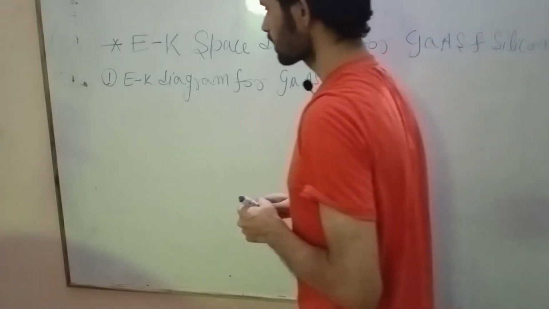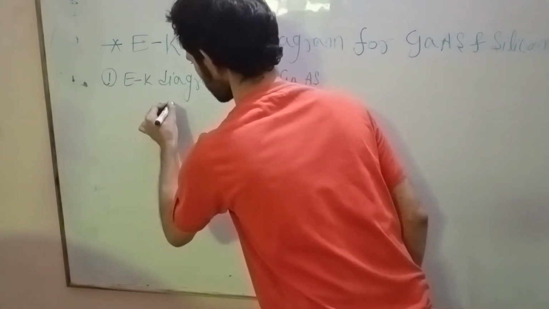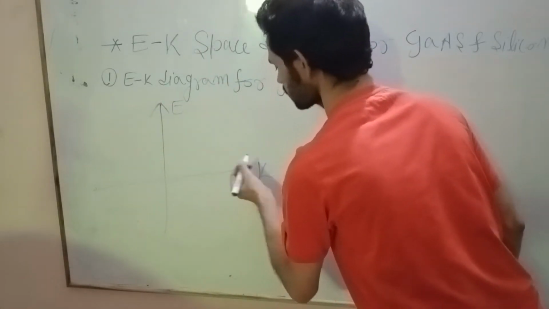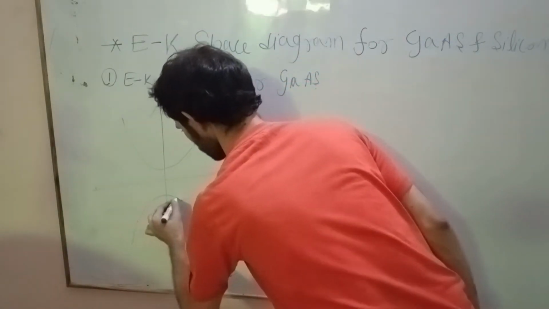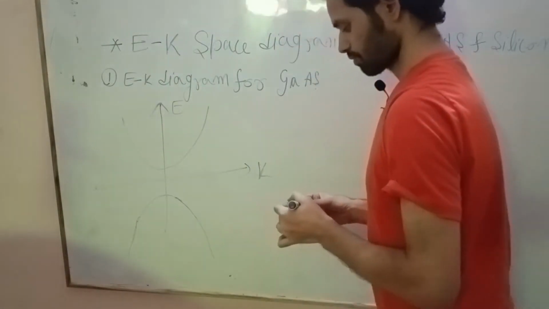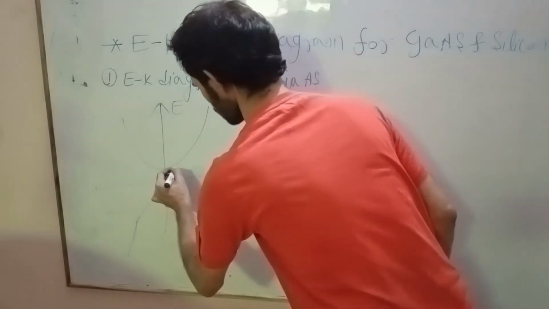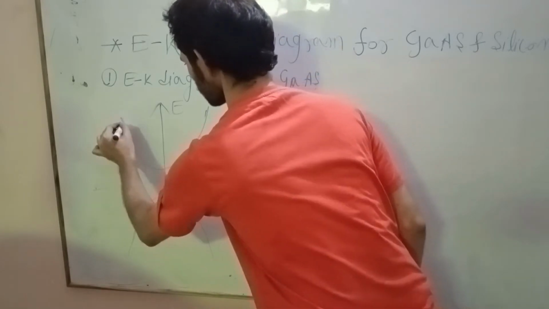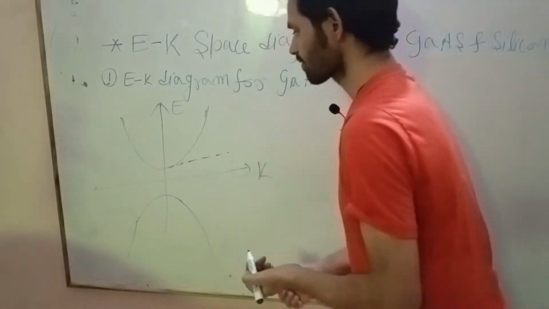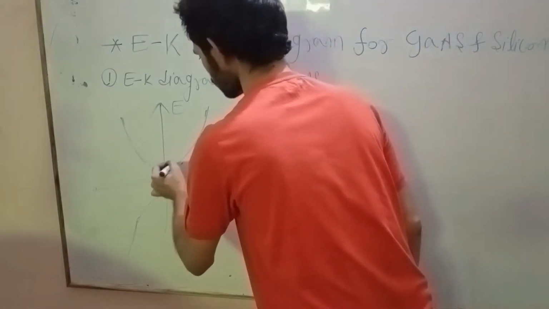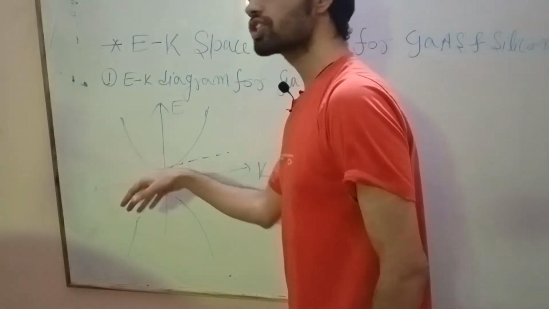As we know very well, we have got this energy versus EK space diagram. So this is the minimum conduction band energy, and the maximum valence band energy. These are nothing but the energy versus k space diagram. From where did we get this? We got this actually as the result of solving the Schrodinger wave equation.